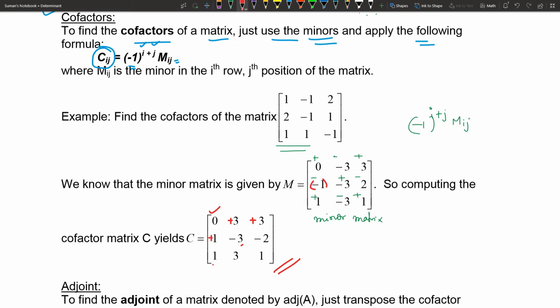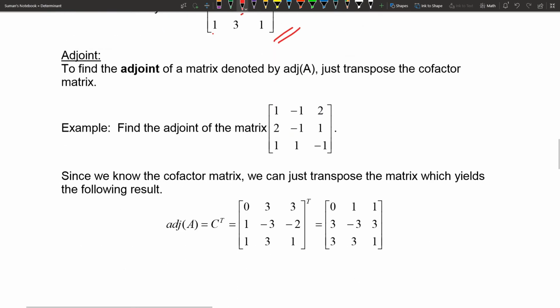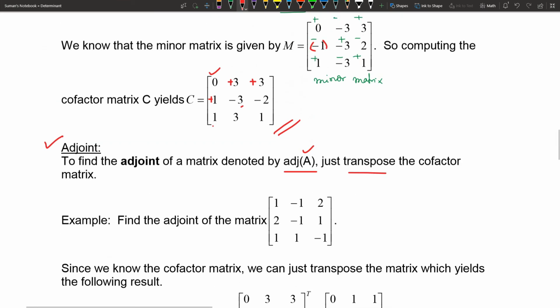So the first topic was how to find the minors, and the second one how to find the cofactors. Now the third topic is how to find the adjoint of a matrix. Normally the adjoint of a matrix is denoted by adj of that matrix A. The name of the matrix is A. Just transpose the cofactor matrix. So here for the same matrix 1, minus 1, 2, 2, minus 1, 1, 1, 1, minus 1, already we have found the cofactor as 0, 3, plus 3, plus 1, minus 3, minus 2, 1, 3, 1.